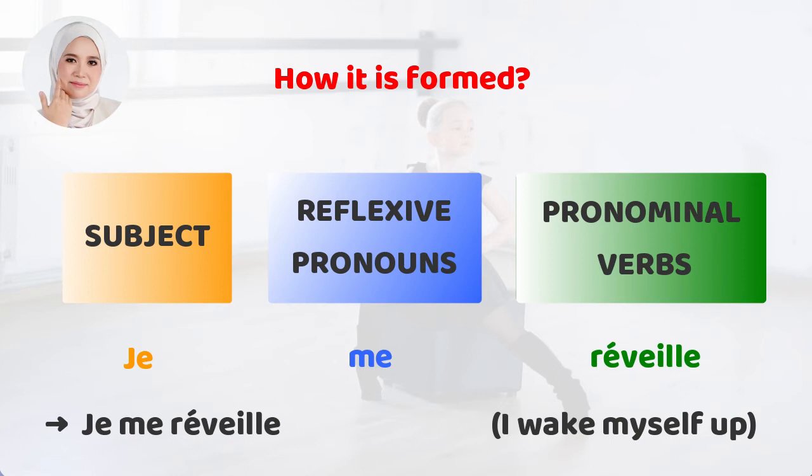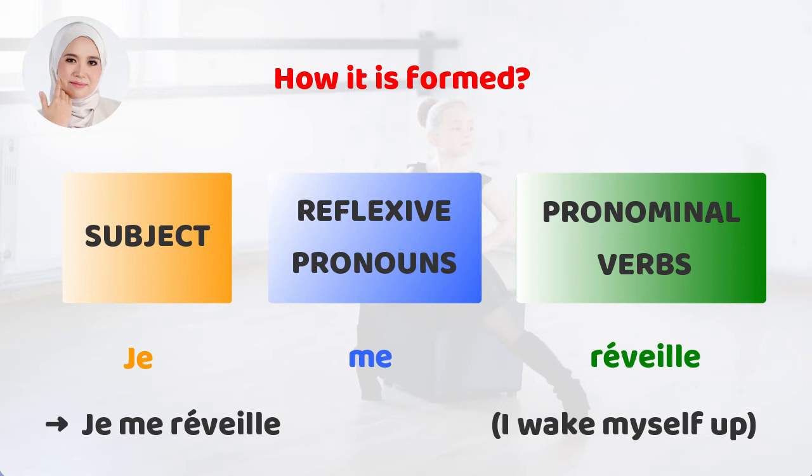If you look closely, you can see that the pronominal verb is placed after the reflexive pronoun. The pronominal verb, one example is réveiller. Under reflexive pronouns you have me, te, se, nous, vous, and again se. And the subjects are je, tu, il, elle, nous, vous, ils and elles.